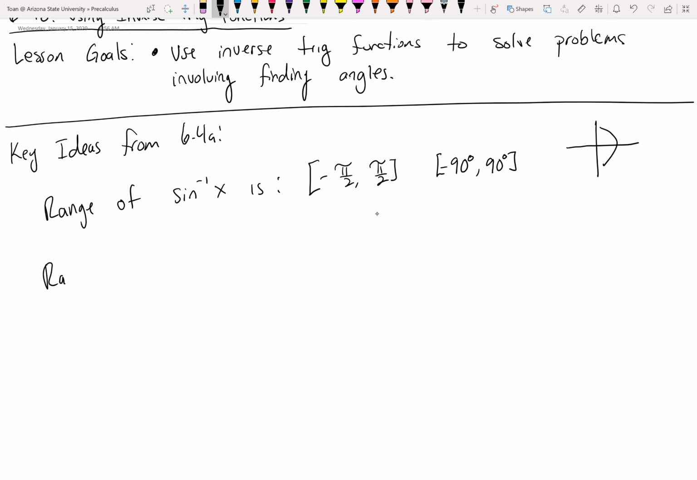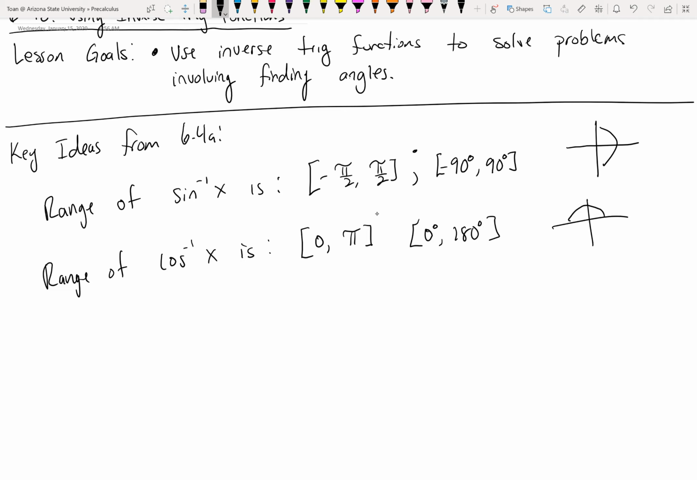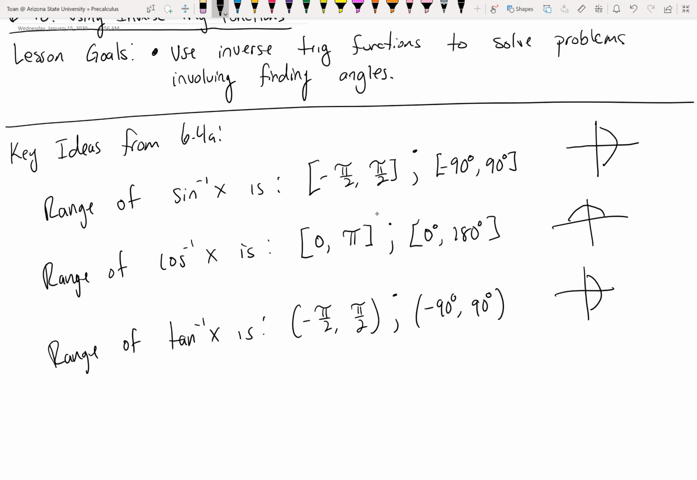You need to remember the range of inverse cosine. That goes from 0 to pi radians, or if you are in degree mode, 0 degrees to 180 degrees. Graphically, that's the first and second quadrant. And the range of inverse tangent is from negative pi halves to positive pi halves, exclusive, because those are vertical asymptotes. In the degree system, that's negative 90 degrees to positive 90 degrees. And graphically, that's the first and the fourth quadrants.